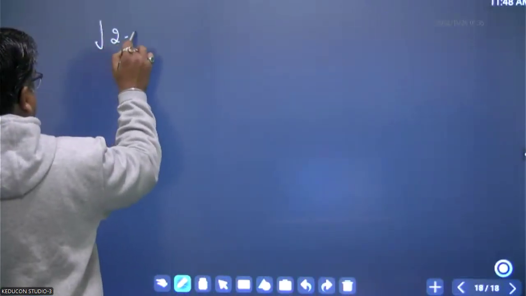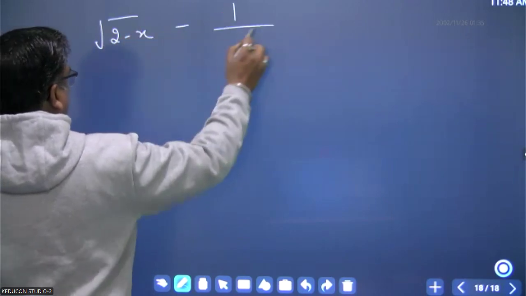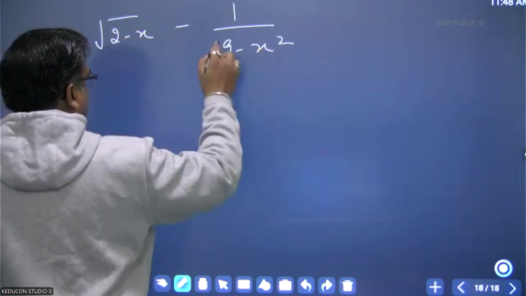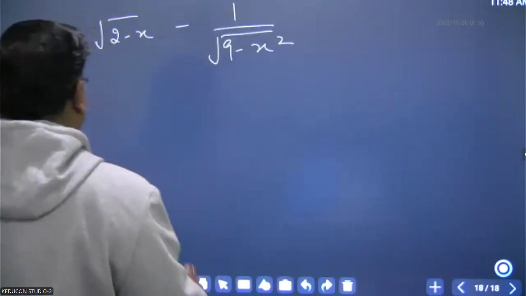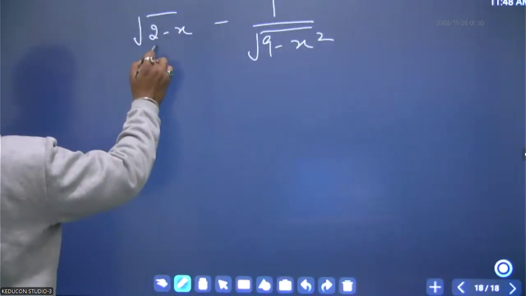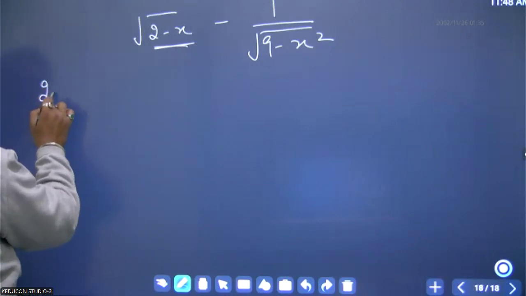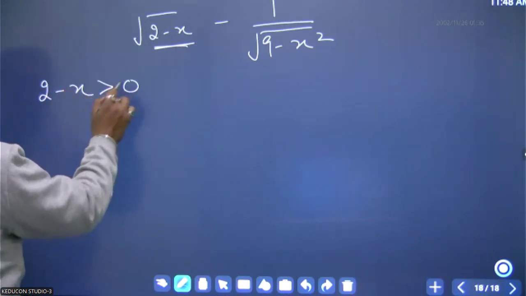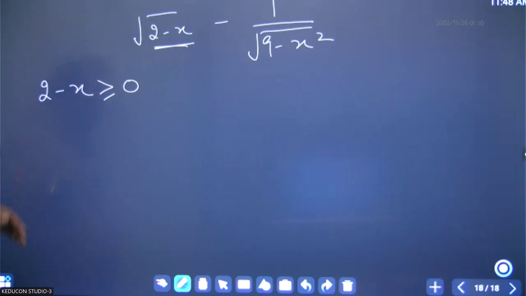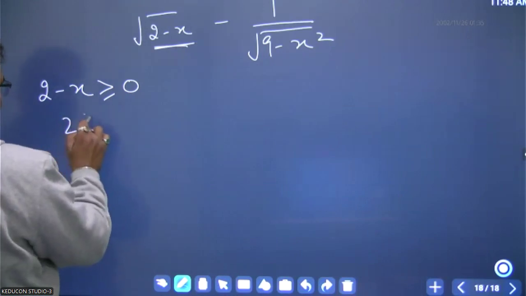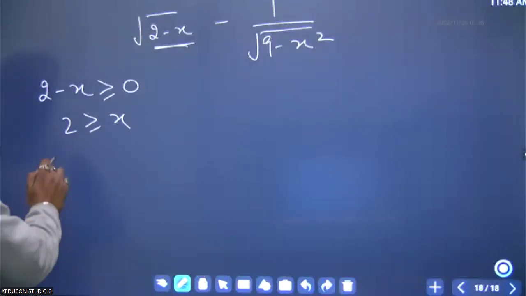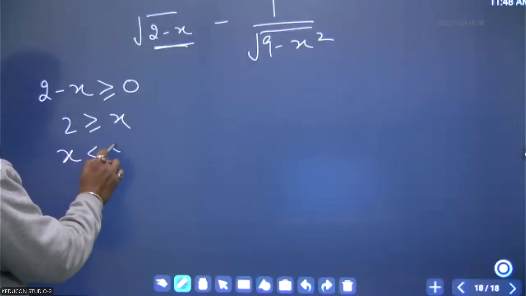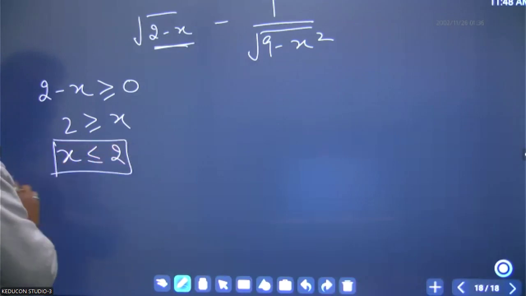Question is square root of 2 minus x, plus 1 over 9 minus x square. So first rule apply करते हैं बच्चे. This function should be greater than equal to 0. Solve this inequality, right? So 2 will be greater than equal to x, so means x is less than equal to 2. So this result is there.